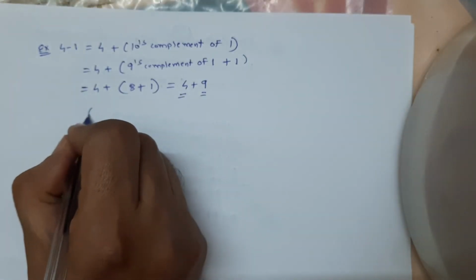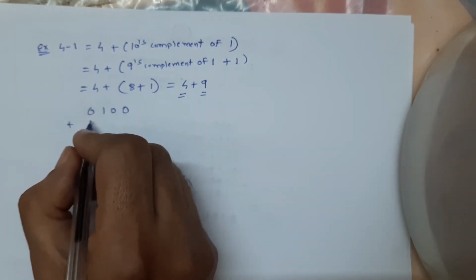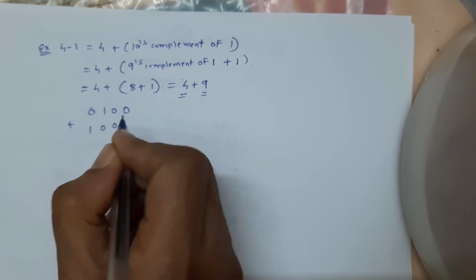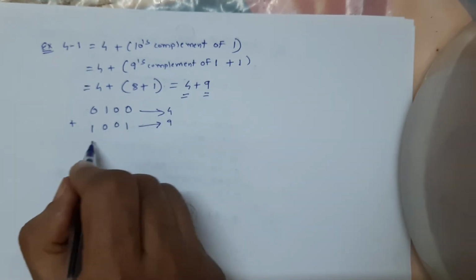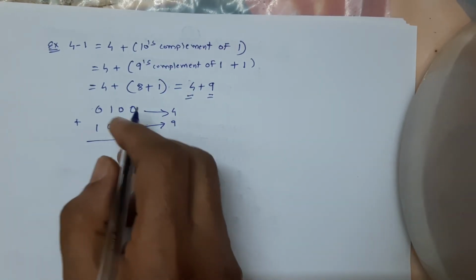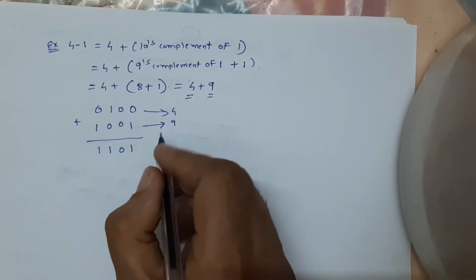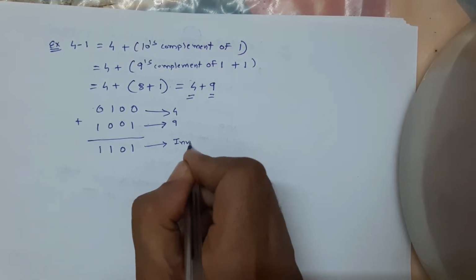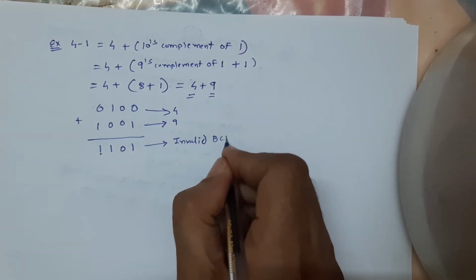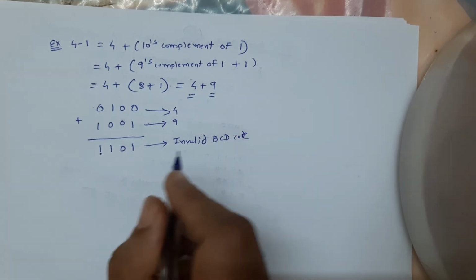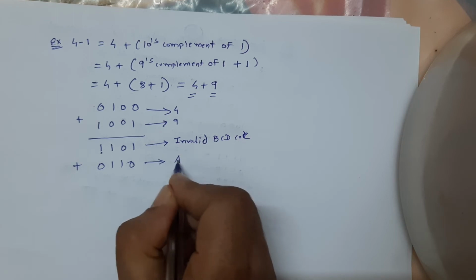Now find out BCD code for 4 and BCD code for 9. That means 0100 plus 1001. This is for 4, BCD code for 4, and this is for BCD code for 9. This is equal to 1101. Again, this is invalid. MSB is 1. BCD code. So add 6. 0110. Add 6.